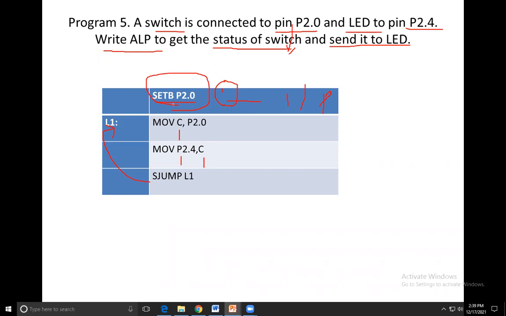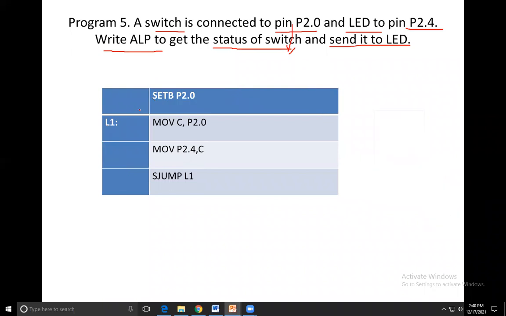For that purpose we have to set bit P2.0 as 1. Then after the input gives the 1, every time you give the 0 or 1, it is checked by the carry flag, and this carry flag sets a value for port 2.4, and the same process will be done. So this is the program.